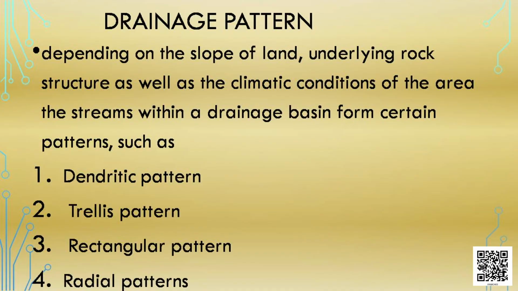When a river flows through a landform, it mostly makes different types of patterns. A river system mostly makes 4 different types of pattern. Number 1 is the dendritic pattern. Second, the trellis. The third, rectangular. And the last one is called the radial pattern. Let's move on to the very first one, the dendritic pattern.